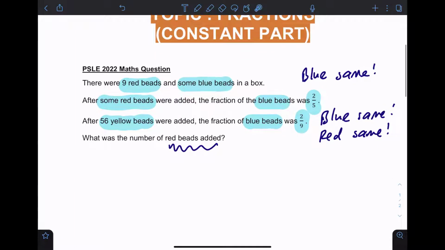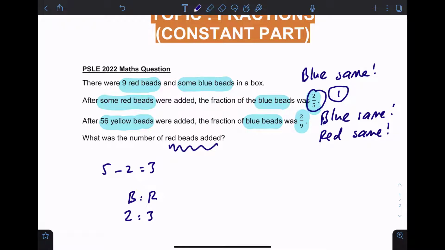Okay, so fraction, you can change it to ratio. It's much easier to deal with ratio than fractions. Okay, so blue beads is 2 units out of a total of 5. So if you take 5 minus 2, you get 3. So we can write down a ratio of blue is to red, which is 2 is to 3. Okay, this is for this fraction here, fraction number 1.